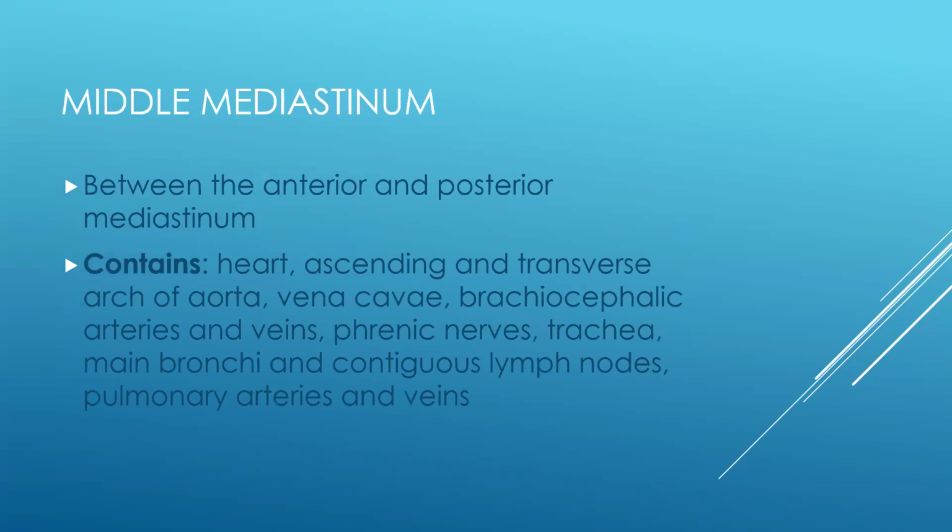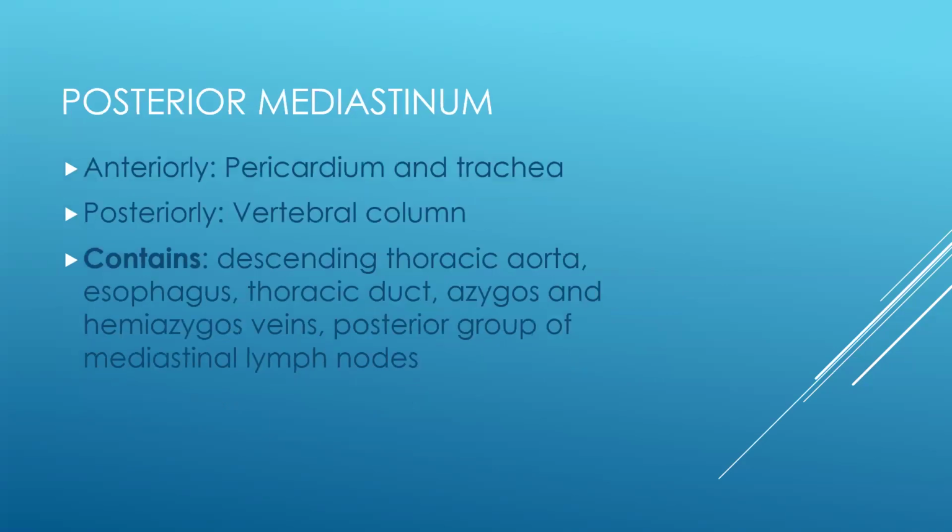So this is found between the anterior and posterior mediastinum, and it contains the following structures: your heart, your ascending and transverse arch of aorta, vena cava, brachiocephalic arteries and veins, phrenic nerves, trachea, main bronchi, contiguous lymph nodes, as well as the pulmonary arteries and veins.